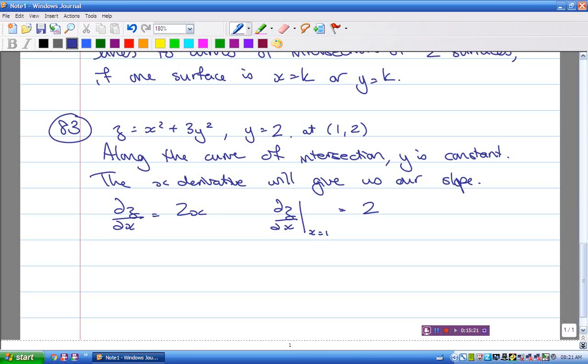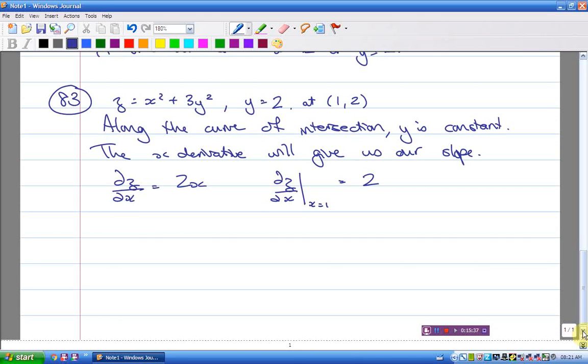However, how does that actually help us answer the question? Because the question wants the equation of the tangent line, and it wants the equation of the tangent line in parametric form. So how is that slope equals 2 going to give us our parametric equations? And here, I want you to think about what that number 2 means.